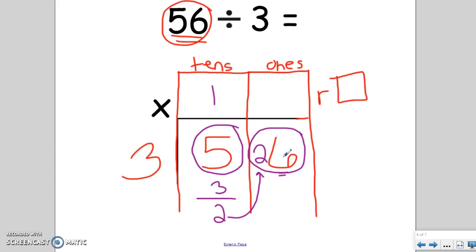I'm never again going to have a 1-digit target after my first archery match because I'm always going to be bringing up whatever was left from my last archery match. So now my new target's 26. I need to figure out 3 times what gets me as close to 26 as possible.